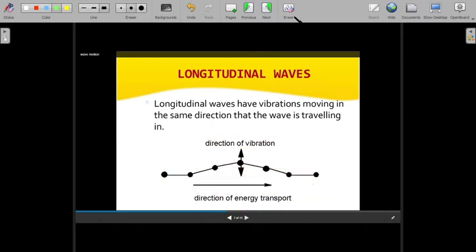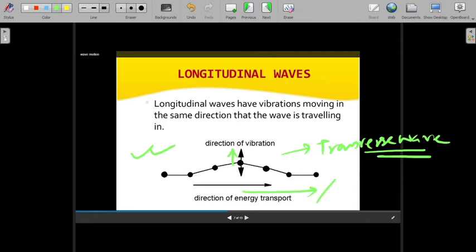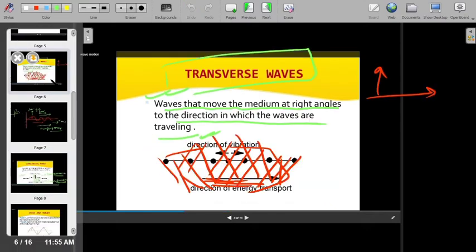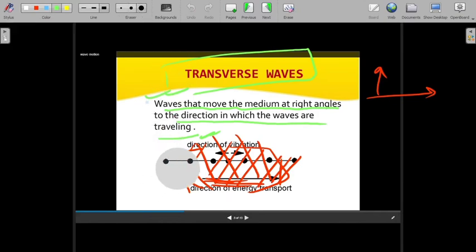So you can see this is the picture of the transverse wave. The diagram got shifted there and here. So this is the transverse wave. The direction of the vibration of the particle is upwards, and the wave propagating direction, the direction of energy transport, is different. Different means here it is at 90 degrees. And the longitudinal wave looks like this.